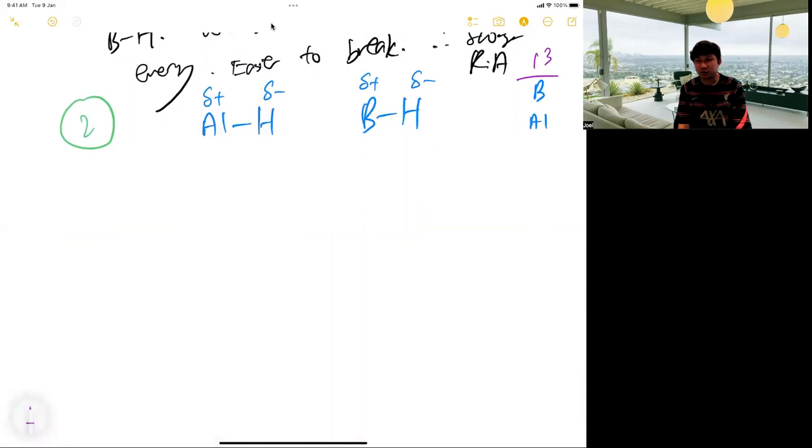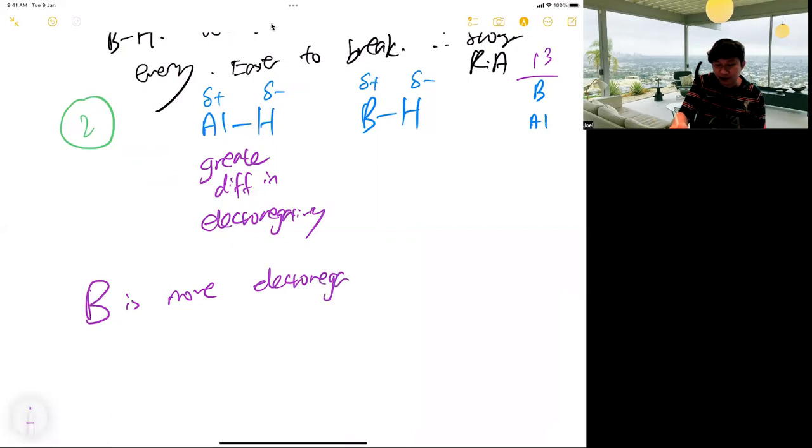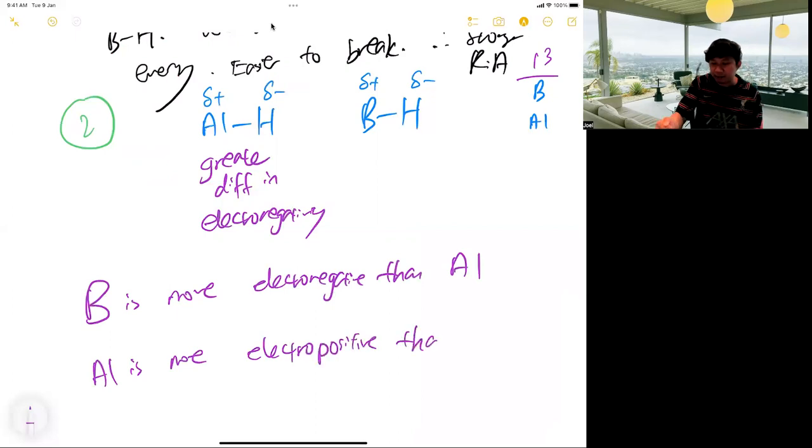You say AlH3 got a greater difference in electronegativity. Very good. AlH3 got a greater difference in electronegativity because H is more electronegative than Al, or Al is more electropositive than H. Up to you. It's the same thing. Choose one.